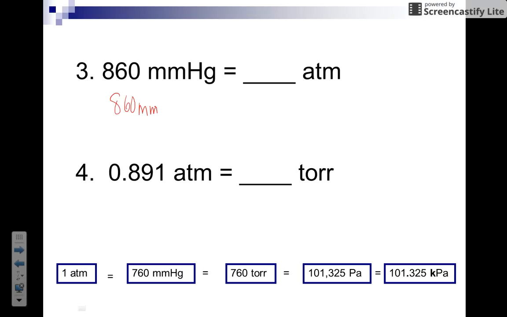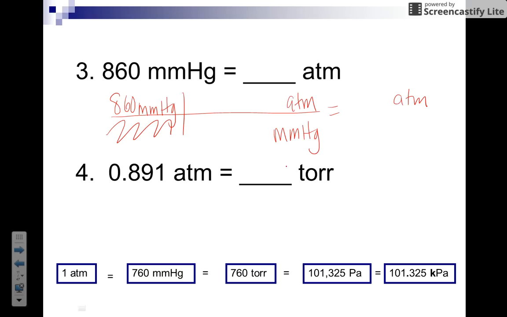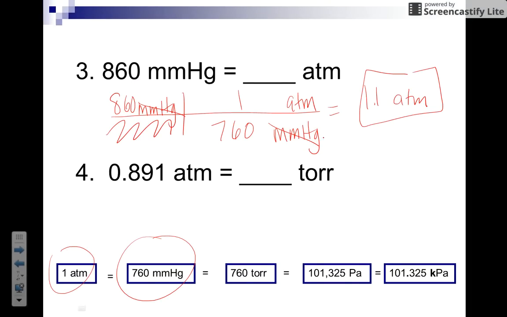So we have 860 millimeters of mercury, and we want to convert it to atmospheres. So we need millimeters of mercury on bottom, and we need atmospheres on top. So get your units in place first. Now look down here. We need this and this conversion factor. So we have 1 atmosphere, so 1 goes beside atmospheres, equals 760 millimeters of mercury. Now we're dividing by millimeters of mercury here because we need that to cancel. So we have 860 divided by 760, and we're going to round this so that it has only 2 sig figs, because remember, trailing zeros don't count if there's no decimal, and there's no decimal here. So we're going to round it to 2 sig figs. You'll say 1.1 atmospheres. That's what you should get for your answer.